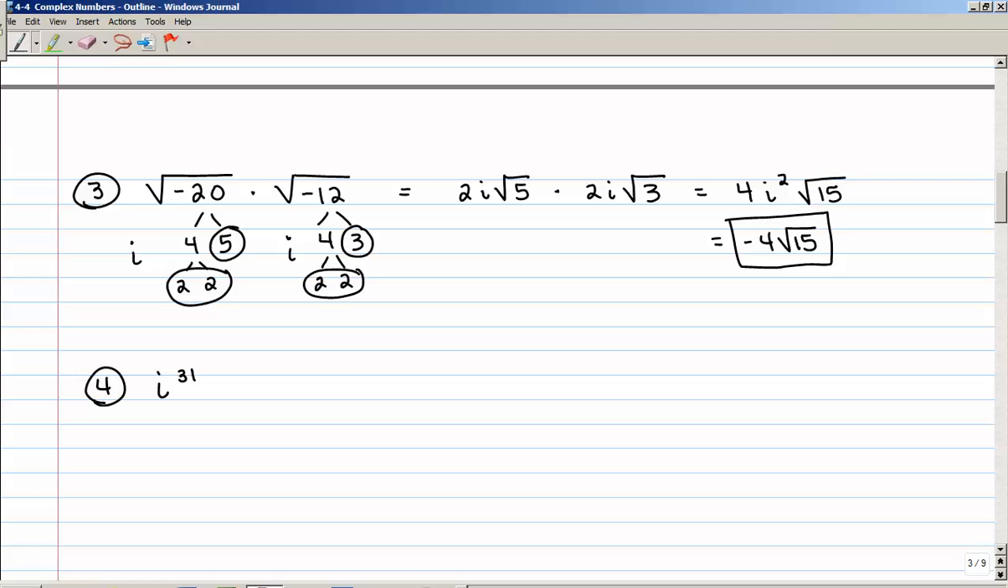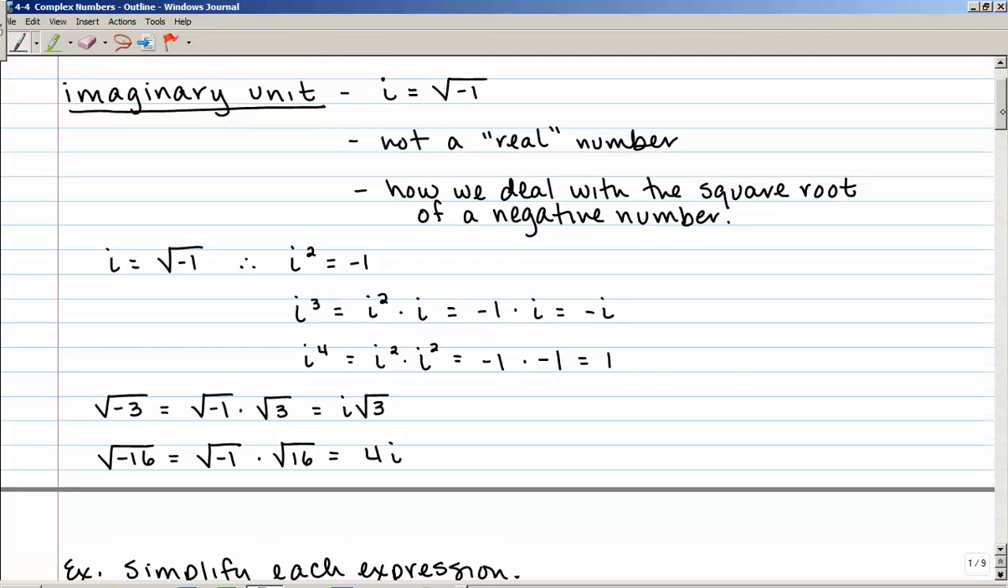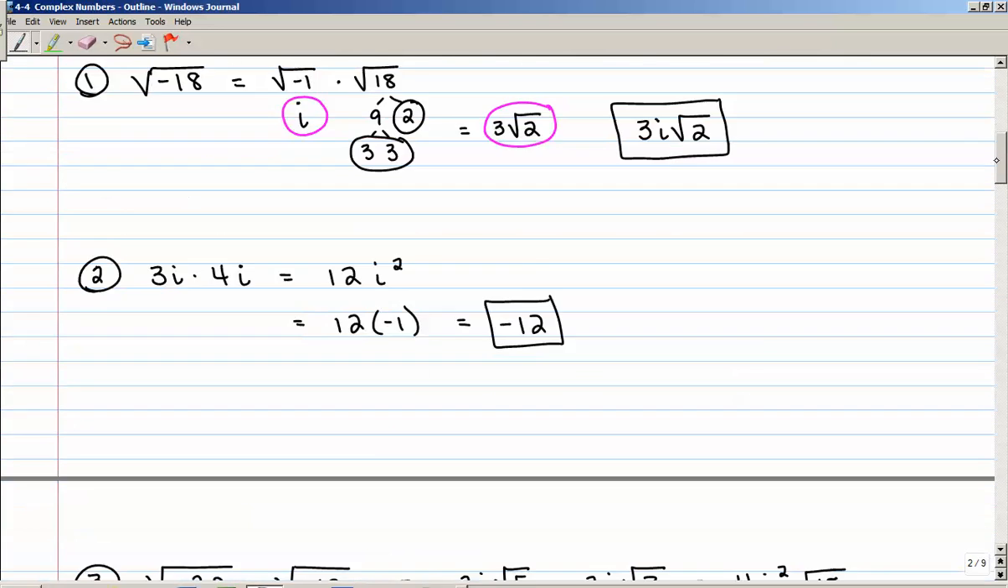Okay, number 4, i to the 31st power. Now remember, from our chart back here, i to the 4th was equal to 1. And in fact, i to any power that is a multiple of 4 is going to be equal to 1. So for example, if I had i to the 8th, that's the same thing as i to the 4th times i to the 4th, which is just 1 times 1. So this can be very useful.